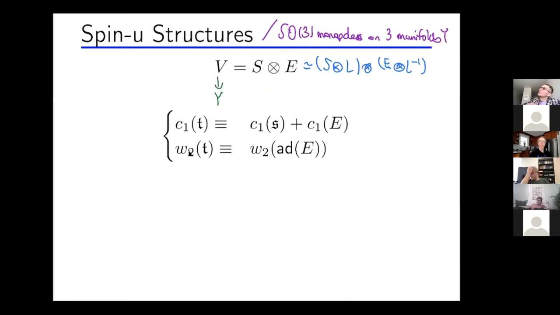On a three-manifold, in fact, this is more or less all that you need: c1 of T and w2 of T, where T is the name for the spin U structure, in the same way in which fancy S is the name for the spin C structure. Those two characteristic classes pin down the isomorphism class of a spin U structure. There's also a natural Clifford map, which you take from the Clifford map on the spin C structure and tensor with the identity on the E factor. For example, on an integer homology sphere, which I care about and will tell you about later today, there's just one isomorphism class of spin U structures, in the same way that there's a unique spin C structure on an integer homology sphere. Y is the name here for the three-manifold, so it's just this bundle over the three-manifold.